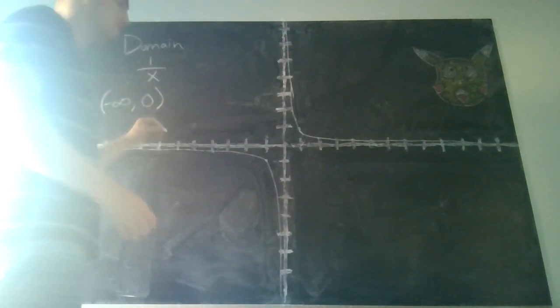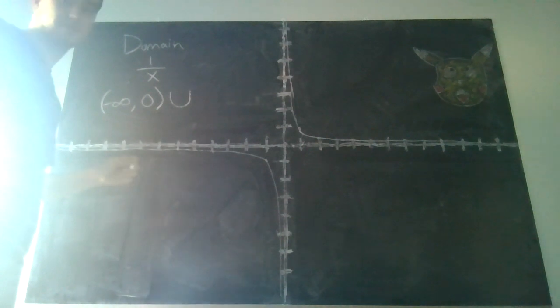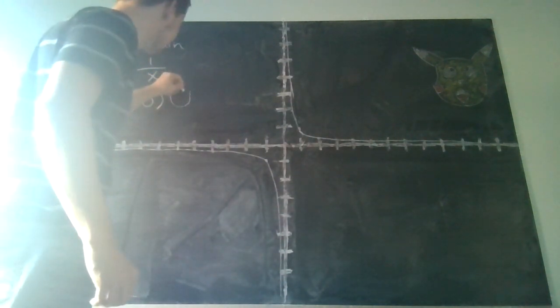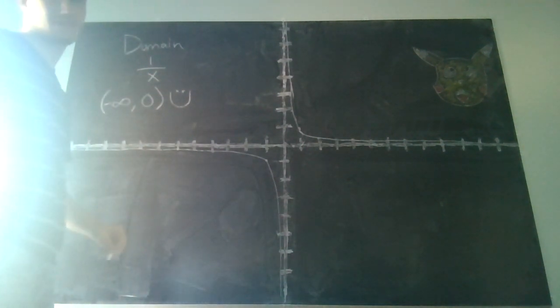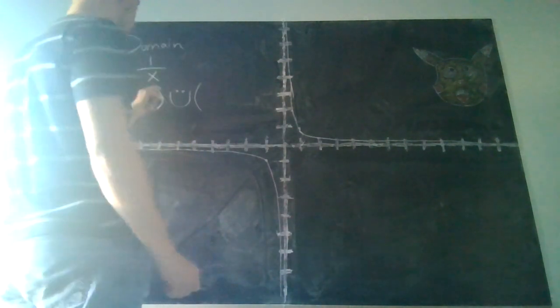And then we're going to write this little happy U for union. It doesn't actually need these little serifs, but I'm going to give it some. Union, so it's smiling because it has friends, with 0 all the way up to infinity.